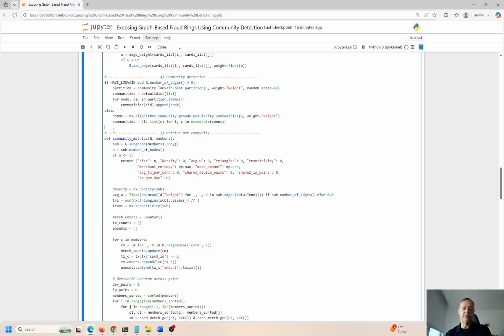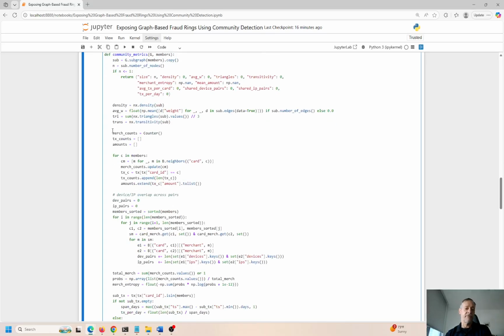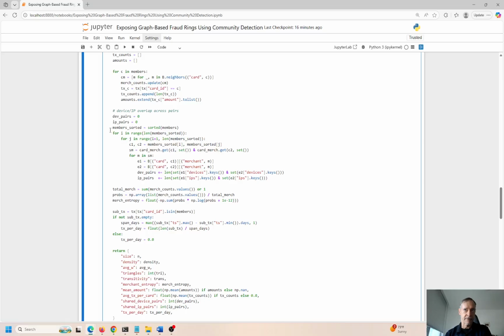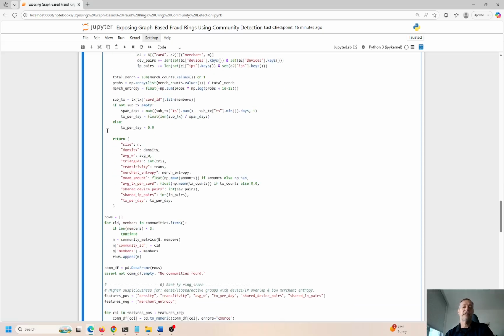We're breaking something that's kind of complex down into something that's fairly straightforward, looking at all the combinations of merchants and cards that were used at each merchant site, each merchant address or location, whatever you want to call it. And then we will have the size of the transaction, the density of the combinations of all these different transactions, the average weight of these transactions, triangles. So we're looking at these relationships between different transactions, maybe different merchants, transitivity, merchant entropy.